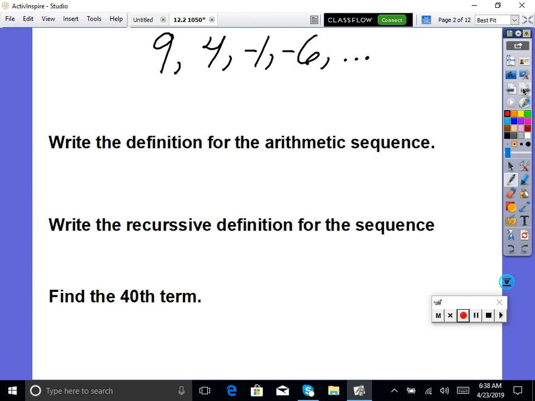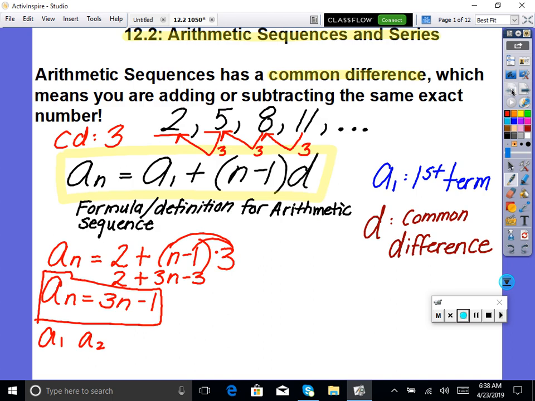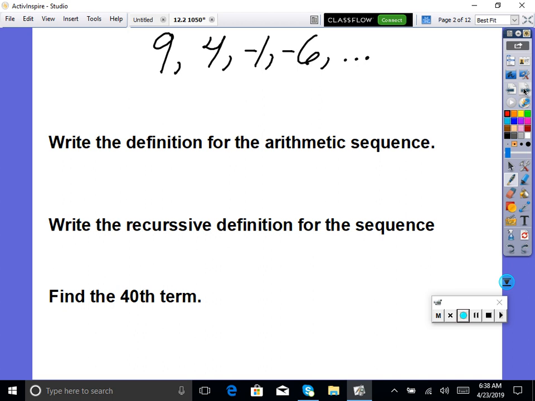All right, so right here, let's write a definition for this arithmetic sequence. Now I need you guys to understand, this is what's really important. This formula right here only works if it's truly arithmetic. You can't just use it for any sequence. Just keep that in mind. So right here, is this arithmetic? If so, what's the common difference?